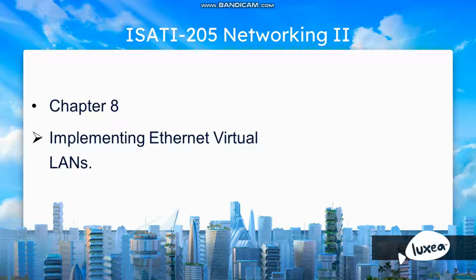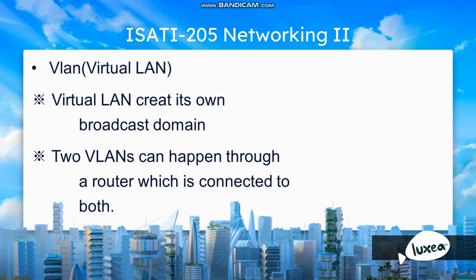Chapter 8. Implementing Ethernet Virtual LANs. A VLAN, Virtual LAN, creates its own broadcast domain, while a LAN includes all devices in the same broadcast domain. And communicating between two VLANs can happen through a router which is connected to both.